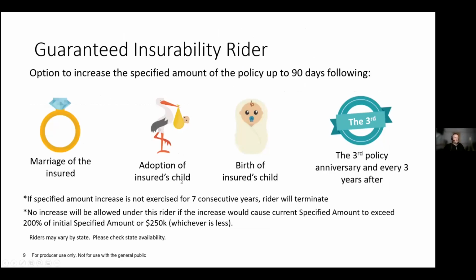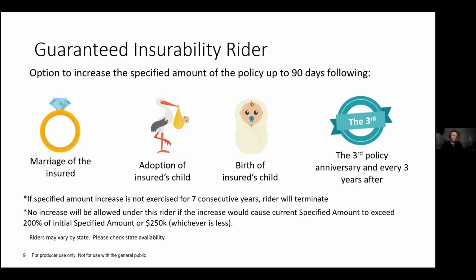We do also have a guaranteed insurability rider for those that can qualify. So if the specified amount increase is not exercised, they have marriage, adoption of an insured child, birth of an insured child, or the third policy anniversary, and every 3 years after, when they are able to access the guaranteed insurability rider. And it's basically adding more coverage without any type of underwriting.